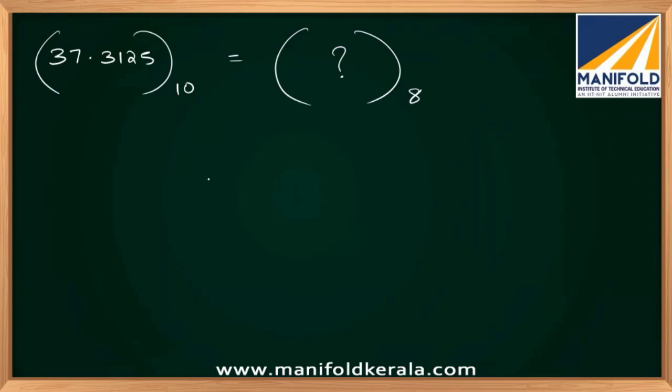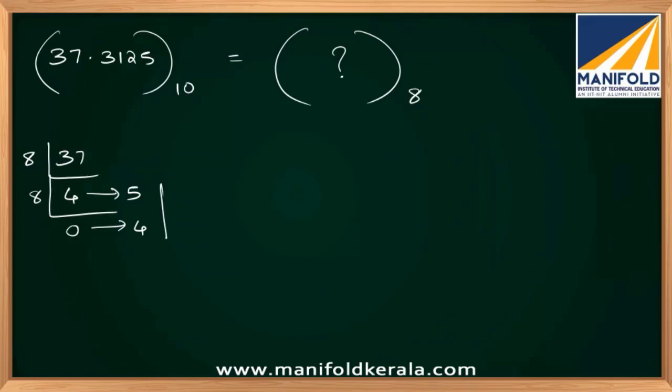So what should be the procedure first of all? The integer part 37 can be obtained by repeated division. 8 fours are 32, and you have a remainder of 5. Then 8 into 0 with remainder 4. Reading from bottom to top, this will be equal to 45. I'm talking only about the integer part. The integer part will be 45 base 8.